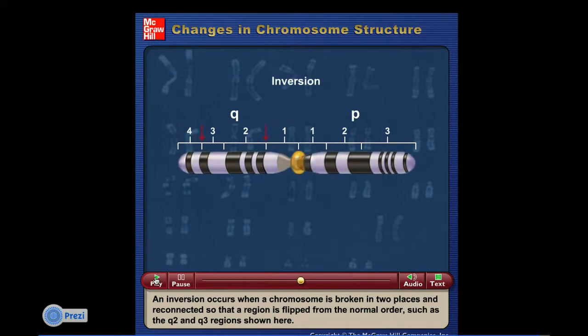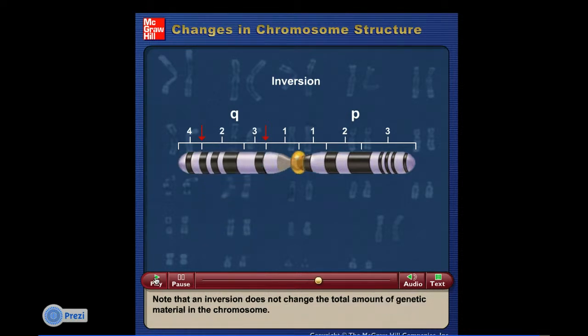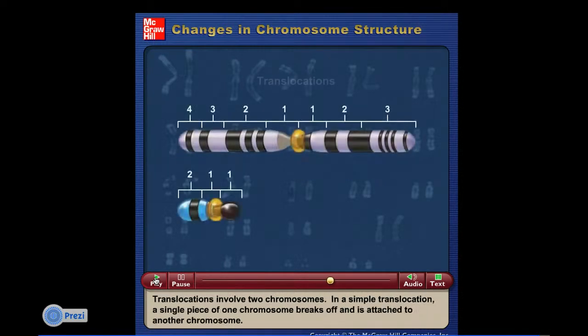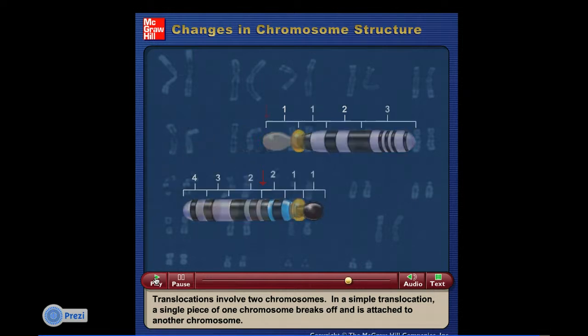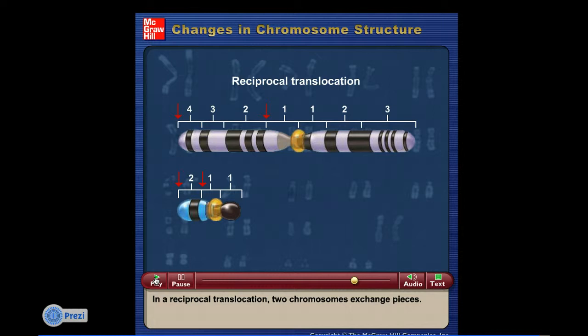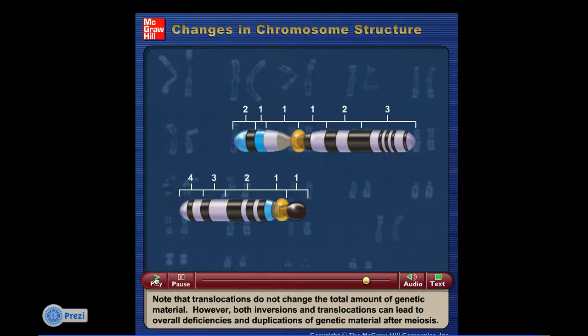An inversion occurs when a chromosome is broken in 2 places and reconnected so that a region is flipped from the normal order, such as the Q2 and Q3 regions shown here. Note that an inversion does not change the total amount of genetic material in the chromosome. Translocations involve 2 chromosomes. In a simple translocation, a single piece of one chromosome breaks off and is attached to another chromosome. In a reciprocal translocation, two chromosomes exchange pieces. Note that translocations do not change the total amount of genetic material. However, both inversions and translocations can lead to overall deficiencies and duplications of genetic material after meiosis.